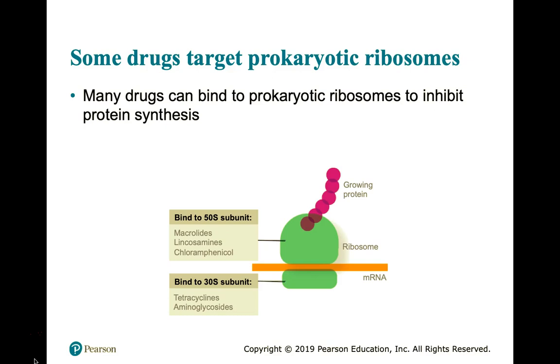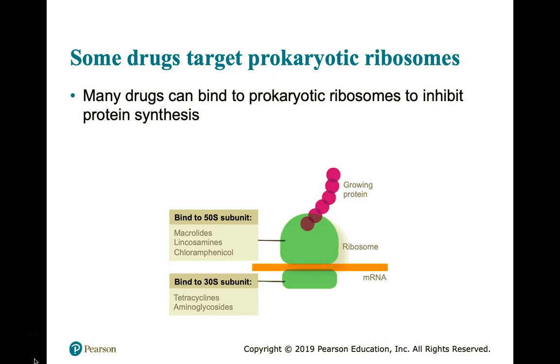Now, we as humans don't have to worry too much about the fact that we also have ribosomes in our cells. Our cell ribosomes are very different from bacterial ribosomes. They're structurally different. So when we give an antibiotic that attacks ribosomes and protein synthesis, our human cells don't have to worry too much because they're very different. Now, there is a catch though.